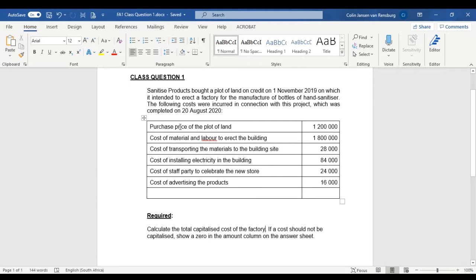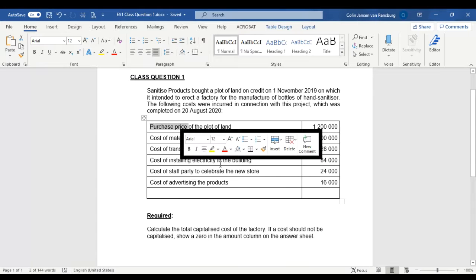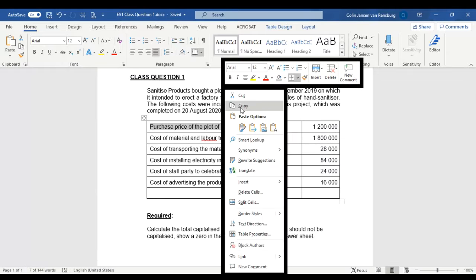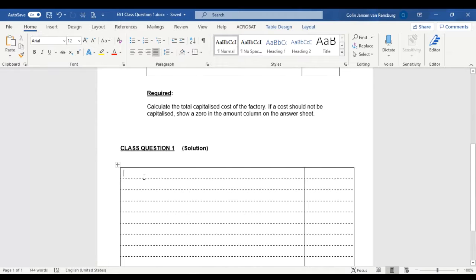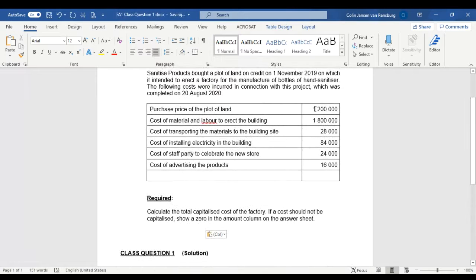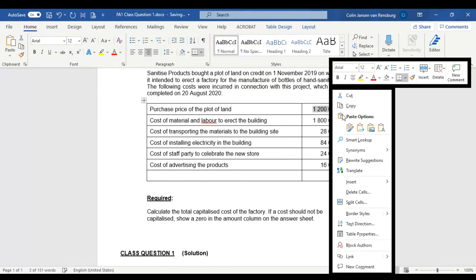Right, so let's start with the first one there, purchase price of the plot of land. Now we already know purchase price by definition will form part of the cost of the assets, all right? That we know must be part of the cost of the assets. So let us go and populate our answer sheet. We copy there and we go and paste it in our answer sheet. And the amount there, the purchase price for that plot of land, 1,200,000.